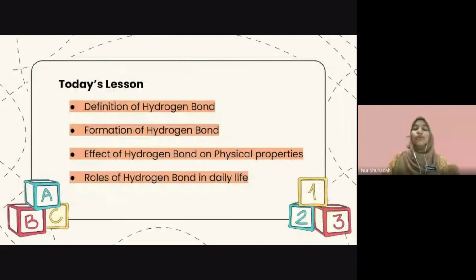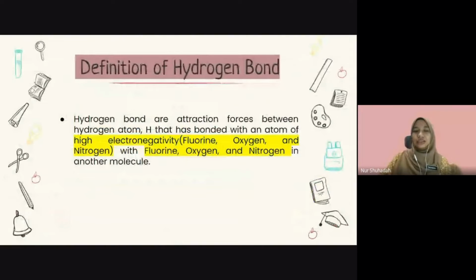So what we're going to learn today is firstly about the definition of hydrogen bond. Second, formation of hydrogen bond. Third, effect of hydrogen bond on physical properties. And lastly, roles of hydrogen bond in daily life. So, what is hydrogen bond?